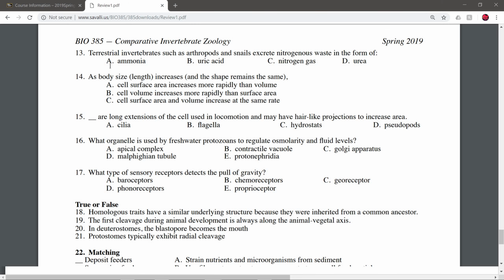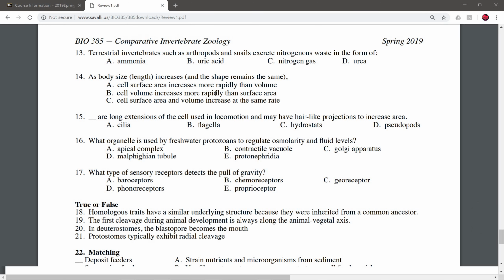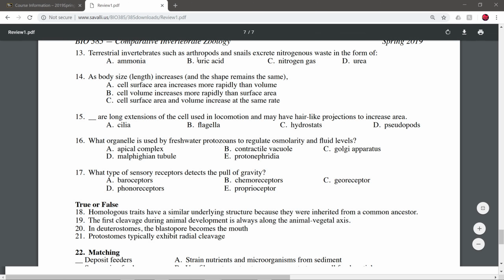All right, 13. Terrestrial invertebrates, such as arthropods and snails, secrete nitrogenous waste in the form of... How many say, so remember terrestrial here, how many say A, ammonia? B, uric acid? Correct, B is it.